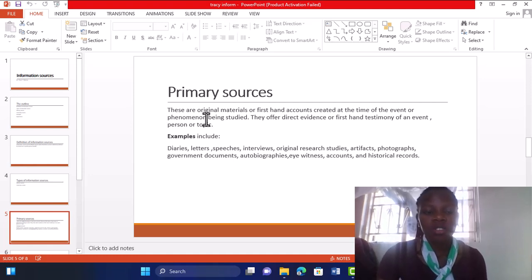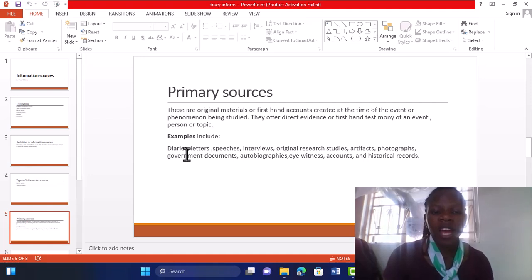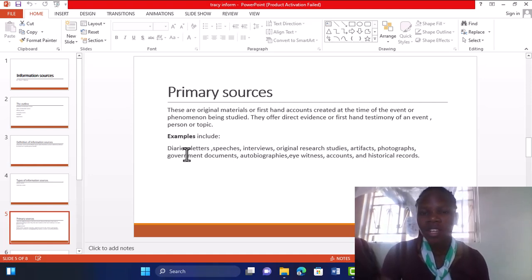So the examples include diaries. I think we all know diaries. There are letters. Could it be an application letter, a letter to maybe your girlfriend? Any type of letter is a primary source of information because it comes from the exact owner. When I write a letter, I am the one writing it. So when I send it, it reaches you from the primary source. That is why we are classifying it under primary sources.